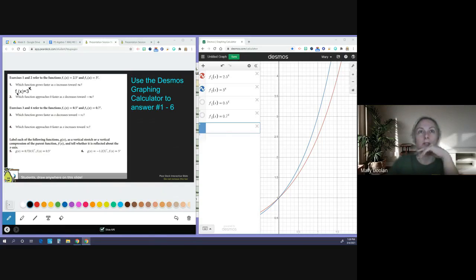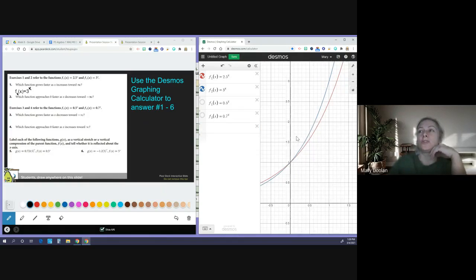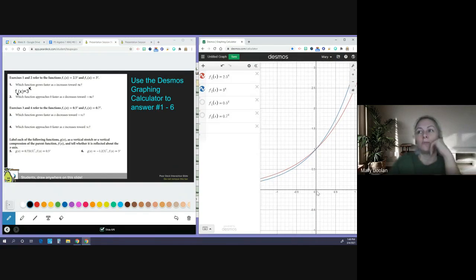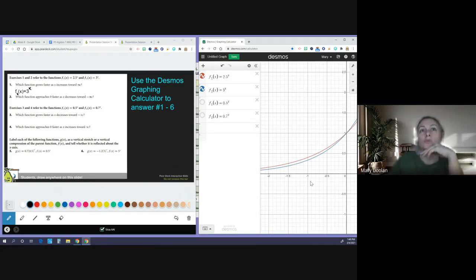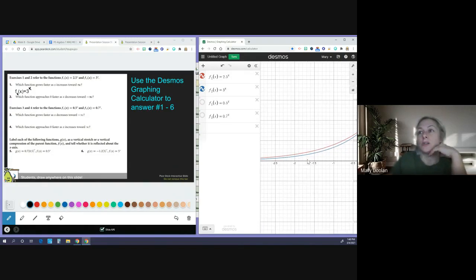For the second question, it says which function approaches 0 faster as x decreases towards negative infinity. So you have to interpret this question the right way. We want to know as x decreases towards negative infinity, we're talking about moving on the x-axis from the origin to the left. It's asking which one of these approaches 0 faster. Which one's always closer to 0? The blue one is always closer to 0. So the blue one is approaching 0 faster. It won't actually ever get there, but it is approaching it.